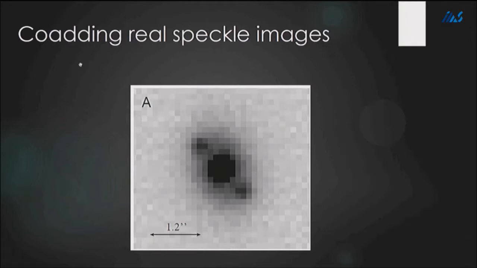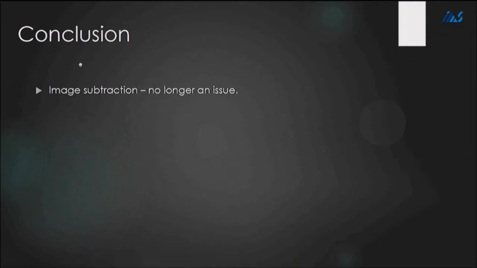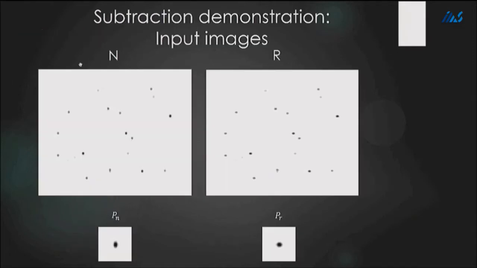And you could separate 2 binary stars, 0.7 arc seconds in separation. And it's unambiguous, and you can do it. And there is a closed formula for doing this. And the conclusion is that image subtraction is no longer an issue.